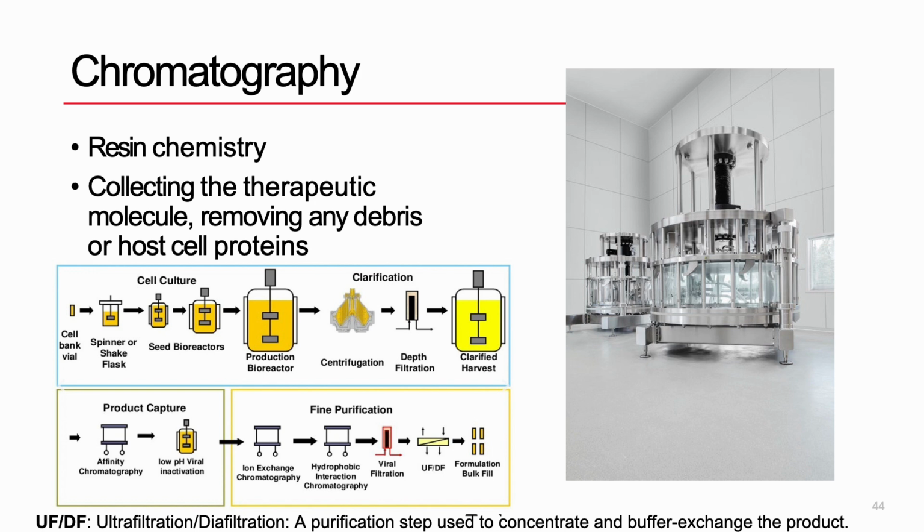We also talked about chromatography, and that was mainly when we're talking about the product capture and the fine purification, as illustrated in the picture at the bottom left side of the slide. So here we talk about the resin chemistry. It consists of collecting the therapeutic molecule and removing any debris or host cell protein. So we use resin chemistry and chromatography. The picture on the right side is again a device for chromatography for this purpose.